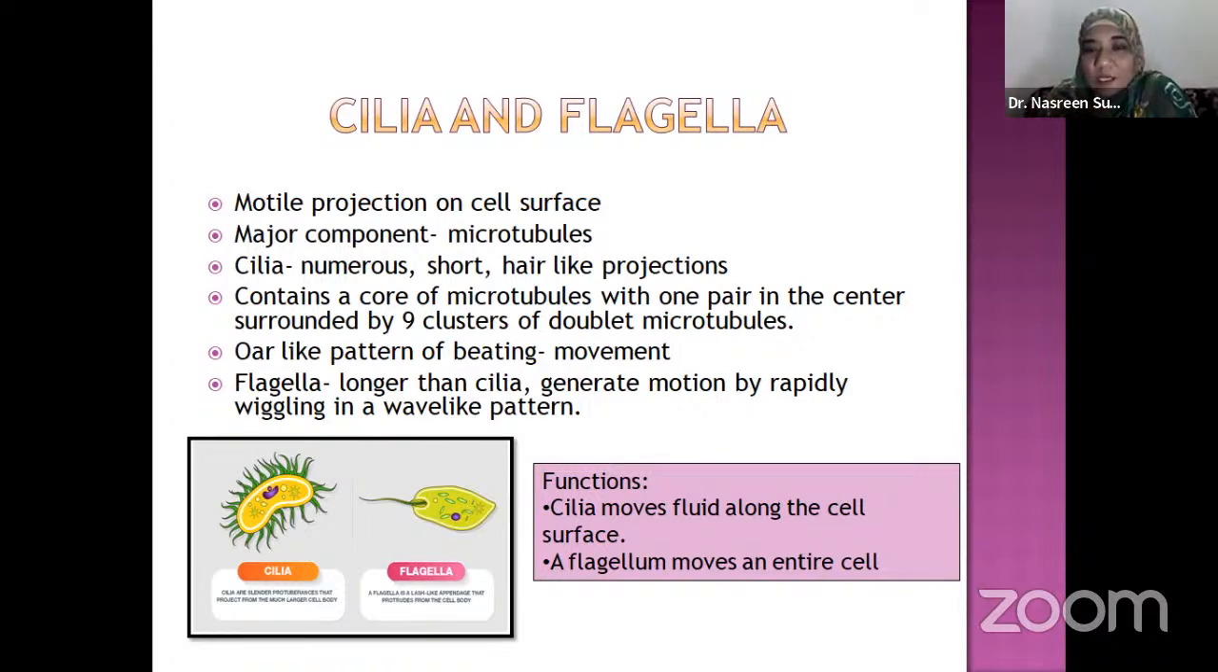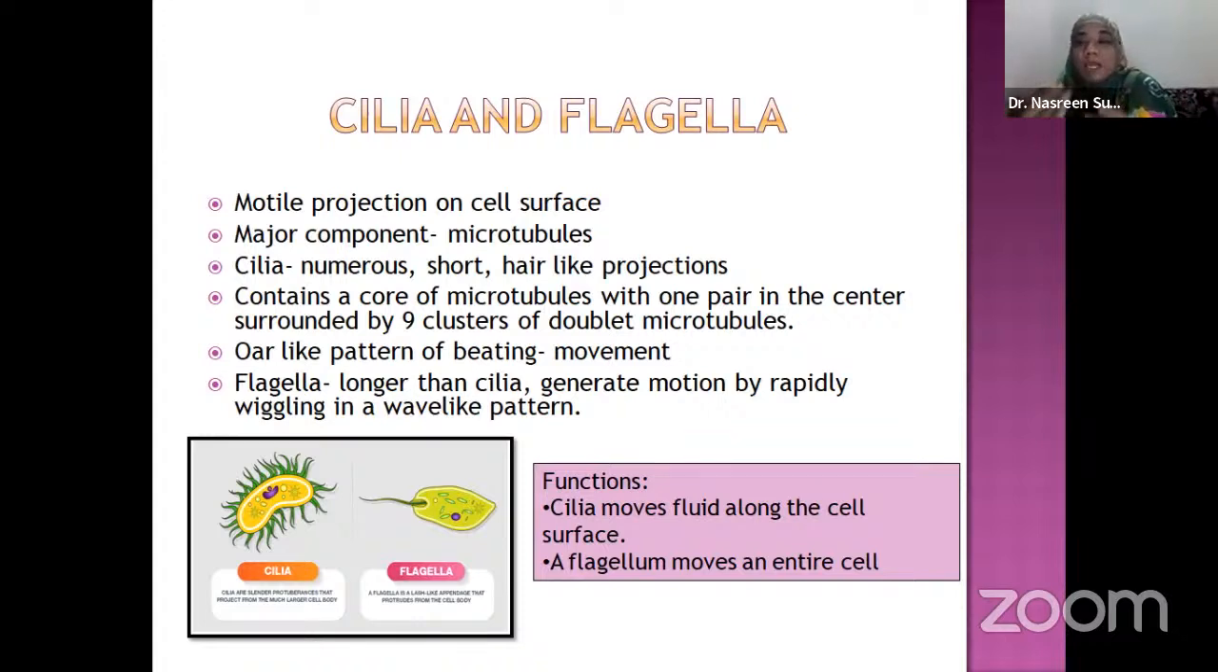Just now you have seen the centrosome; in the same way here there will be doublet microtubules. You have seen clusters of 3, with 3 microtubules in one cluster. In the same way, cilia have clusters of 2, which you call doublet microtubules. Like that, 9 clusters will be arranged in a circle, and in the middle there will be one doublet microtubule, surrounded by 9 clusters of doublet microtubules.